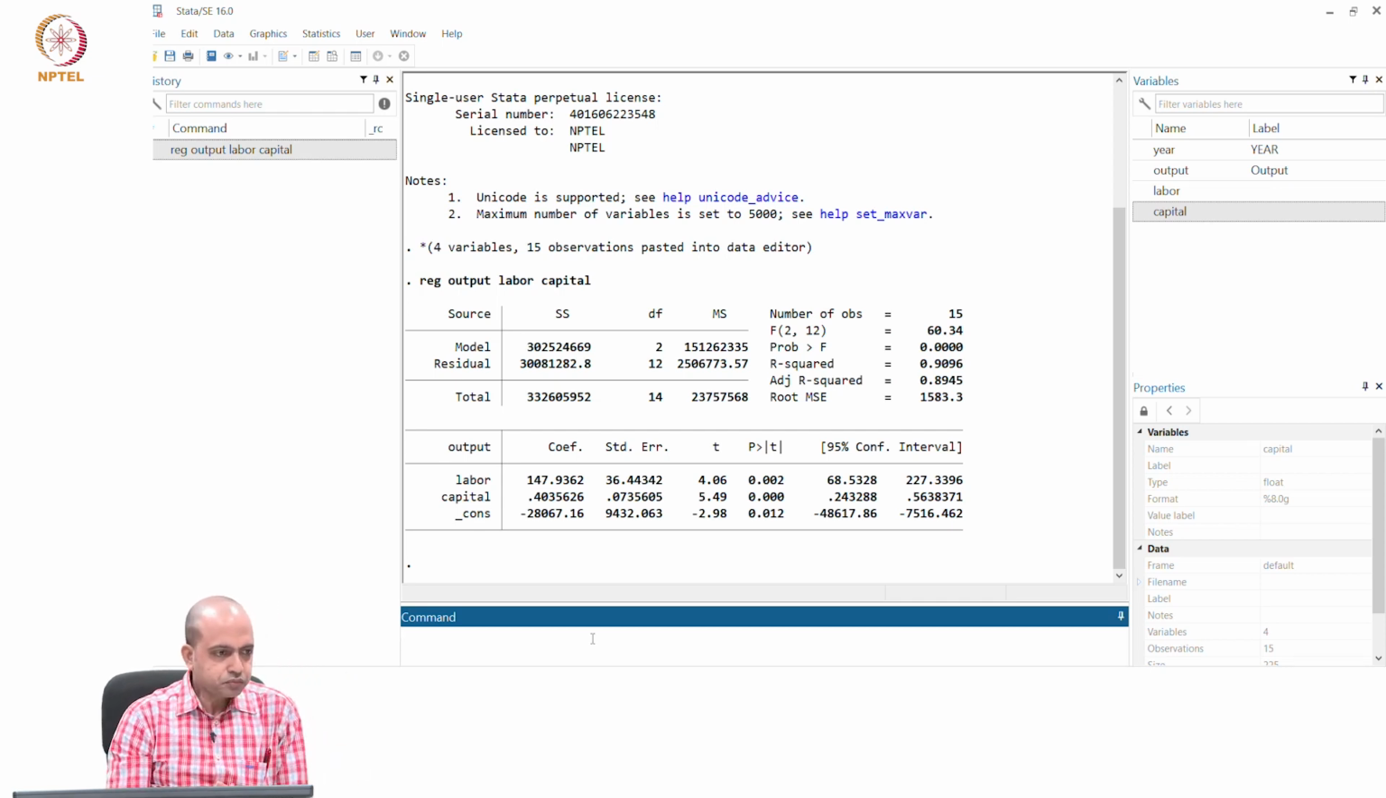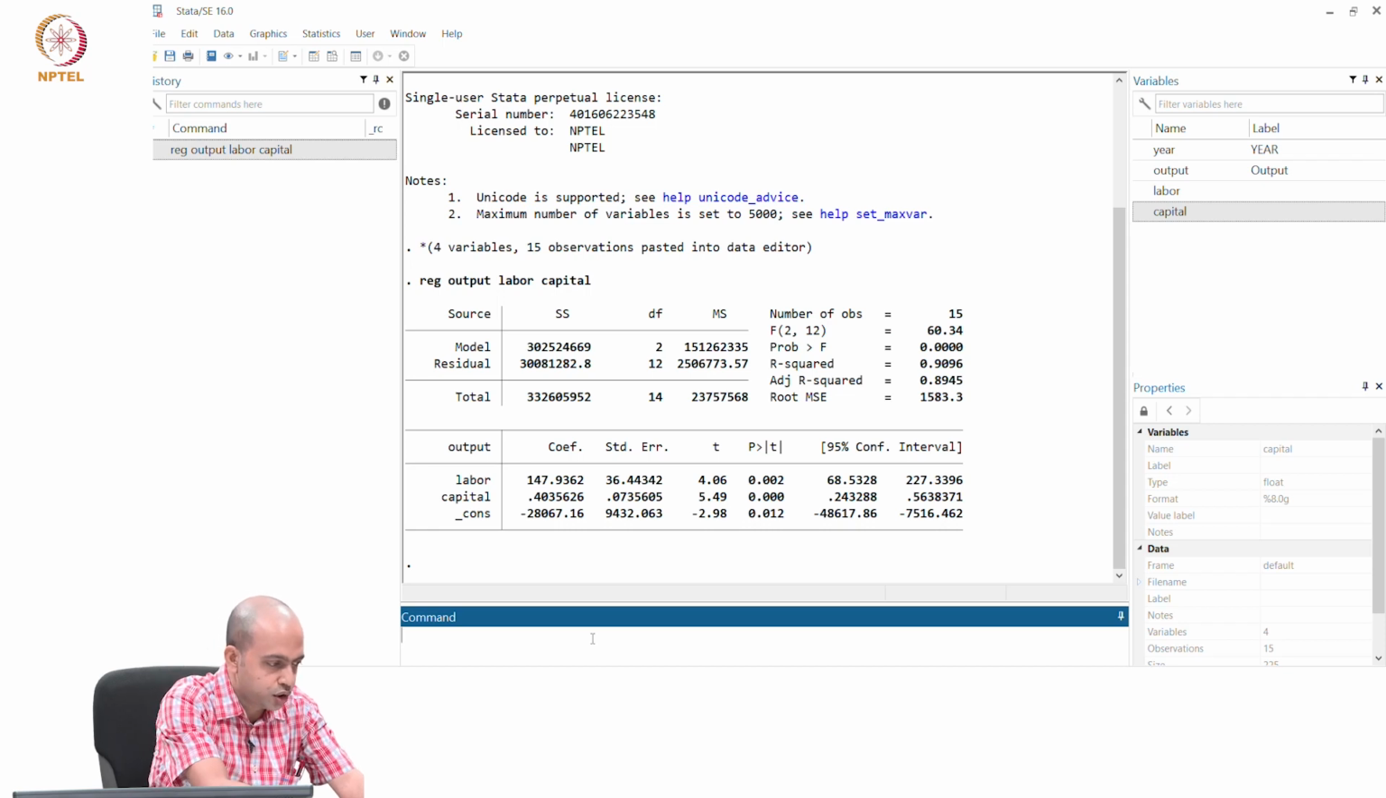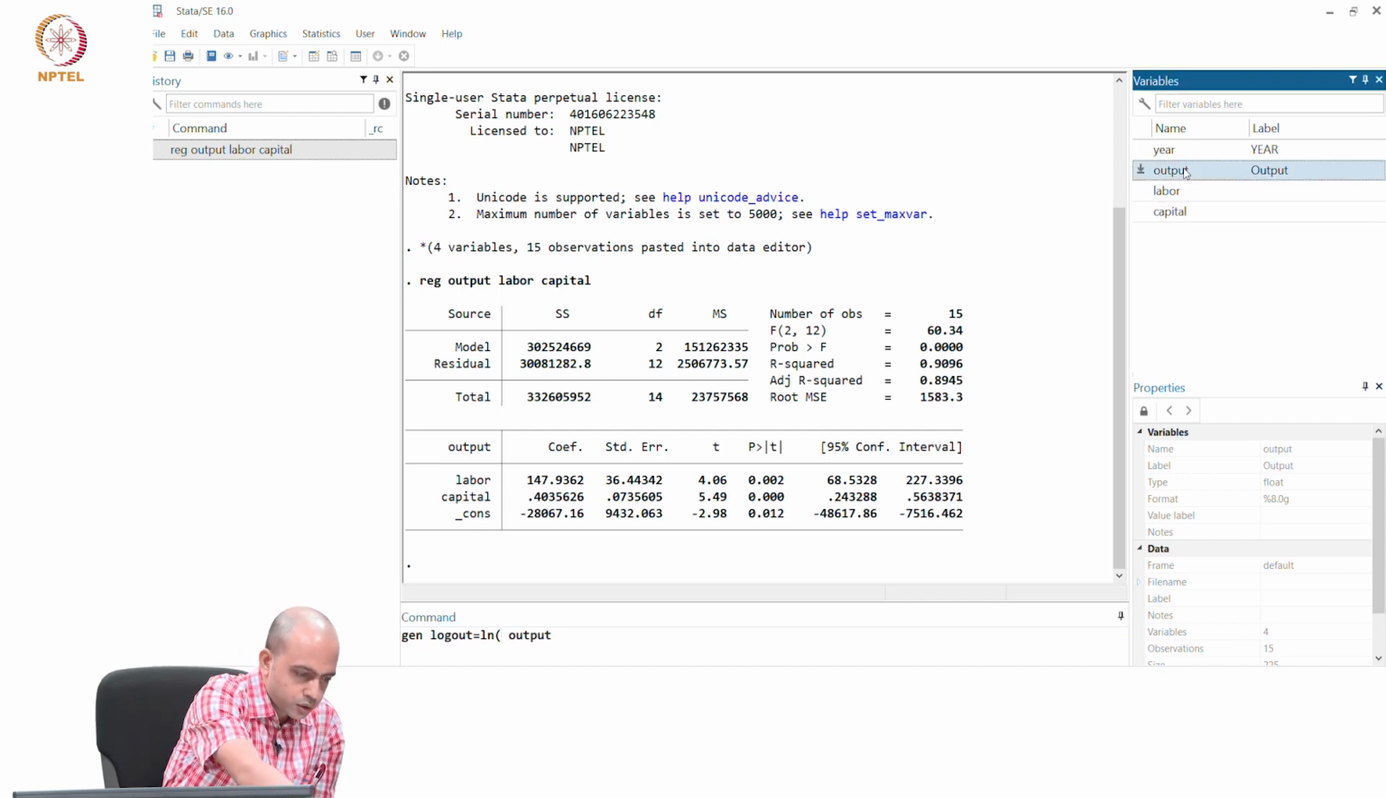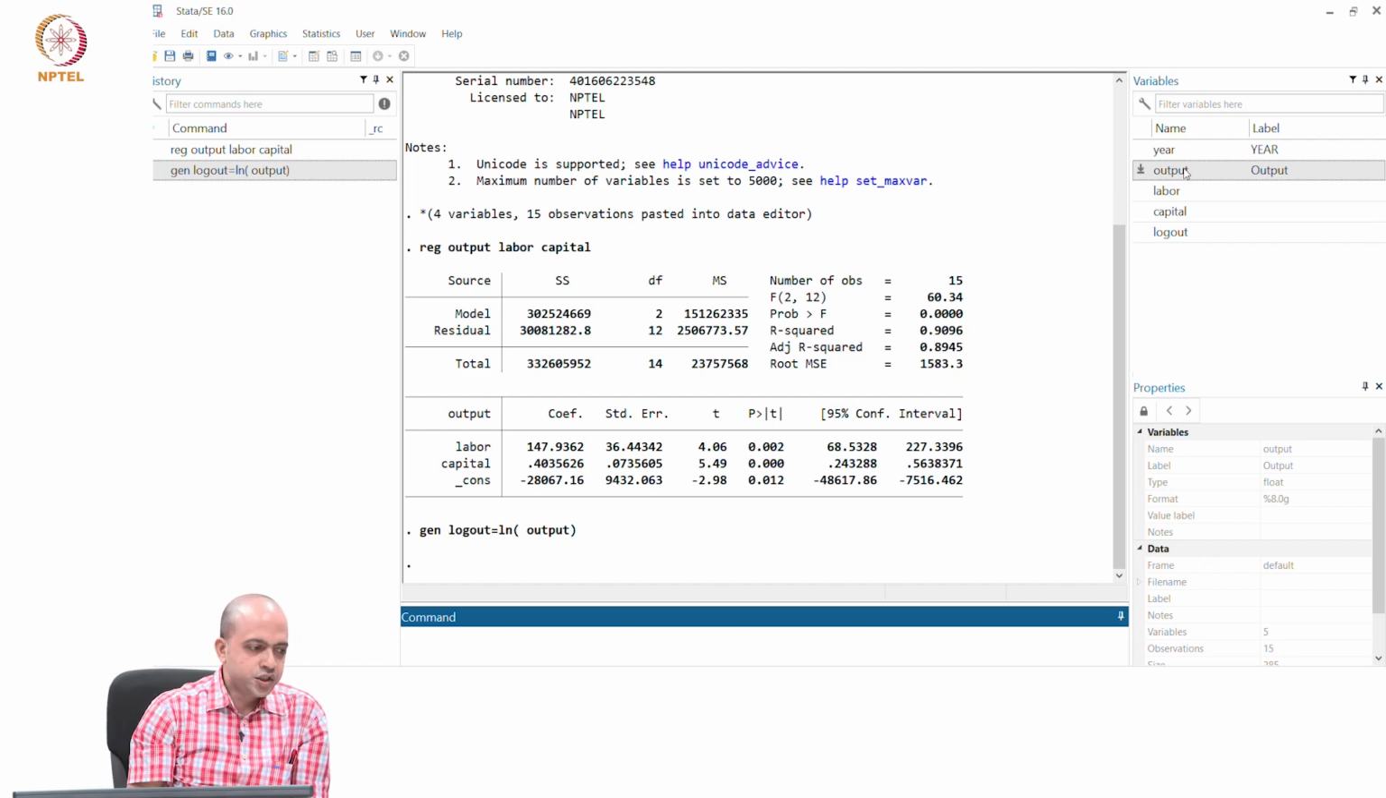Now, what we will do? We will estimate the log transform models. For that, we need to transform all these variables into log. So, let us say how to transform this variable. Let us say log output equals to ln and then output in brackets. This is the command.